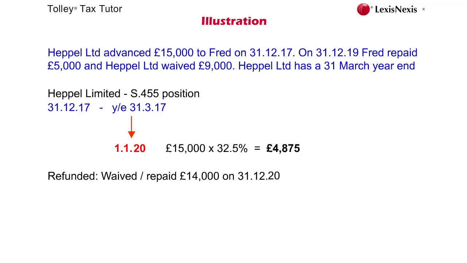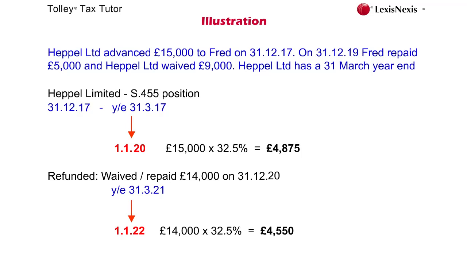This tax is refunded when the loan is either written off or repaid, and a total of £14,000 is repaid and written off from the loan on the 31st of December 2021, which is during the company's year ended 31st of March 2022. Any refund is made 9 months and 1 day later on the 1st of January 2023, which will be the combined amount of the loan repaid and written off of £14,000 at 32.5%, which is £4,550.